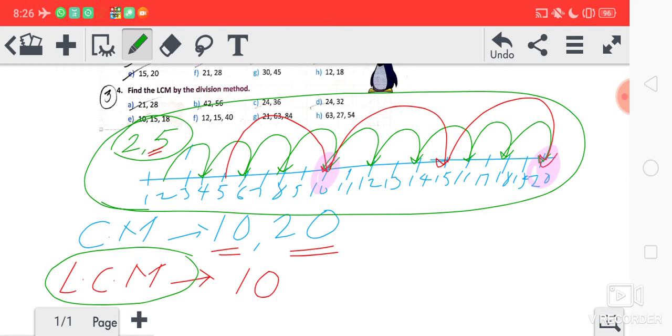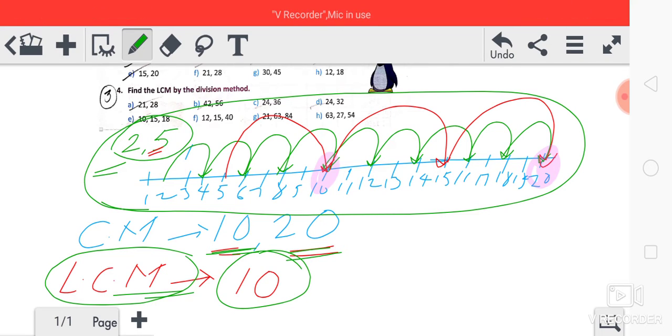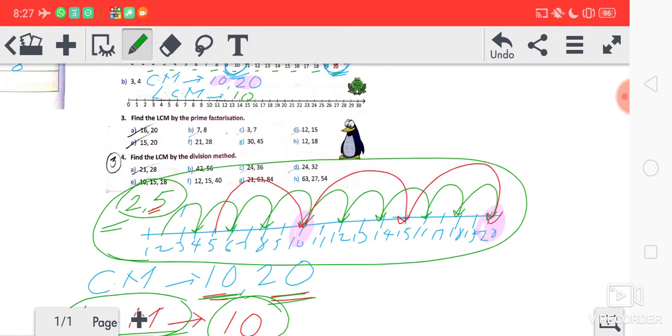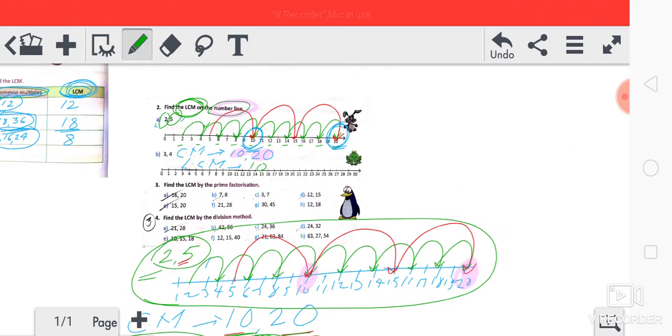So on the number line we'll write the numbers. Which numbers' LCM are we finding? 2 and 5. So we'll draw the tables of 2 and 5 with arrows. Then we'll see which arrows are falling on the same number. Got it? Those we'll write as common multiples. Then among the common multiples, which one is the lowest? That will be your lowest common multiple. I hope this is clear to you. I have explained it two times. Got it?